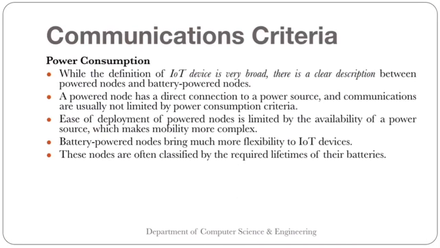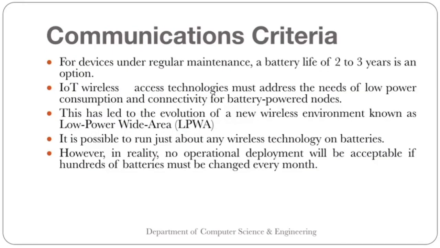These nodes are often classified by the required lifetime of their batteries. Okay, so how long that battery will last, depending on that they can also be classified. For devices under regular maintenance, a battery life of 2 to 3 years is an option. Okay, IoT wireless access technologies must address the need for low power consumption and connectivity for battery powered nodes.